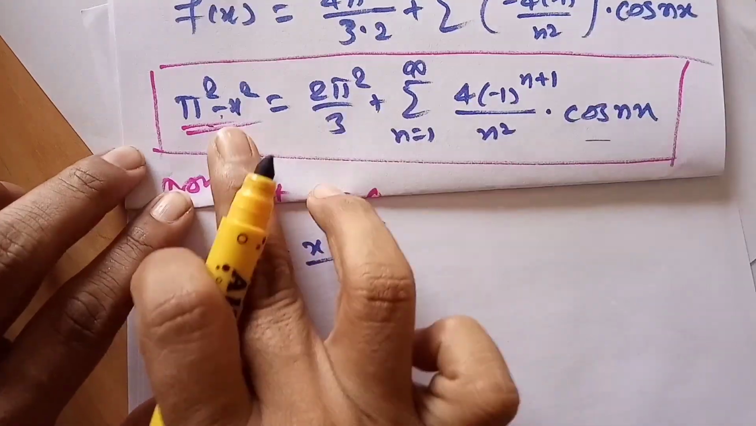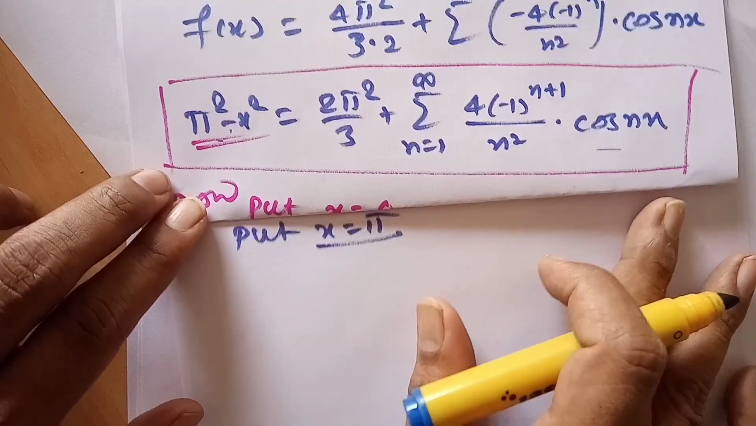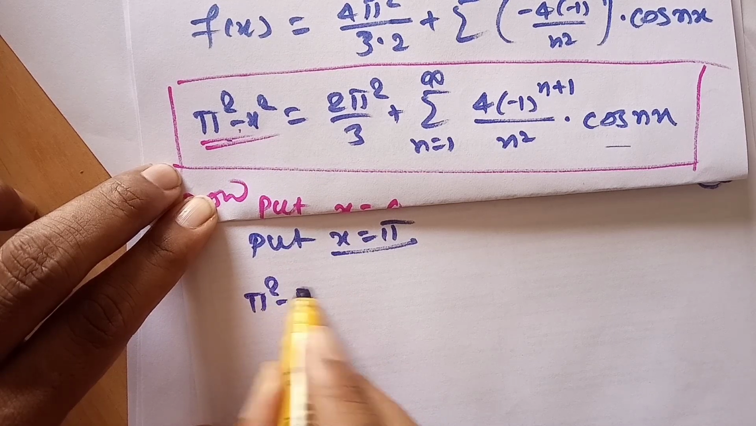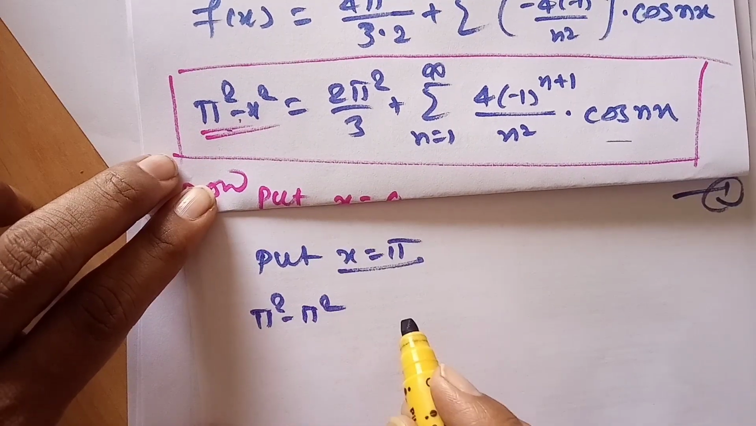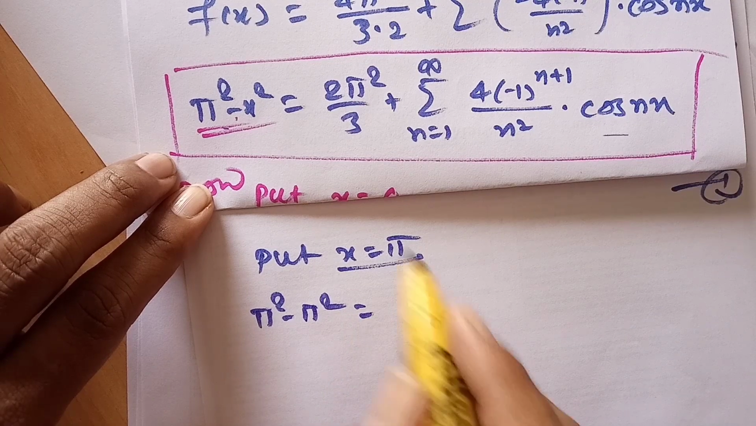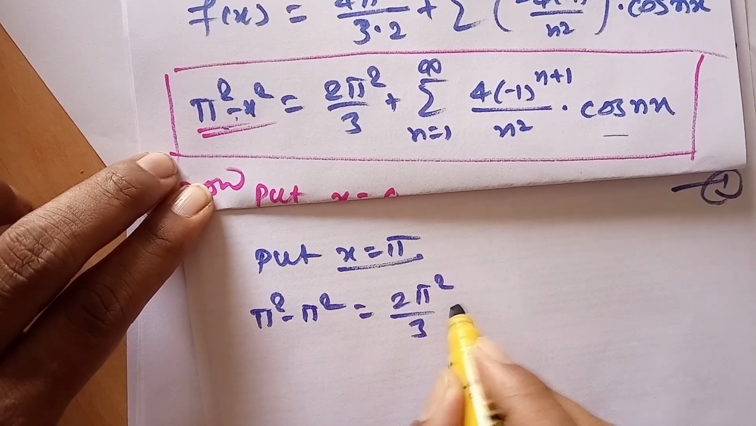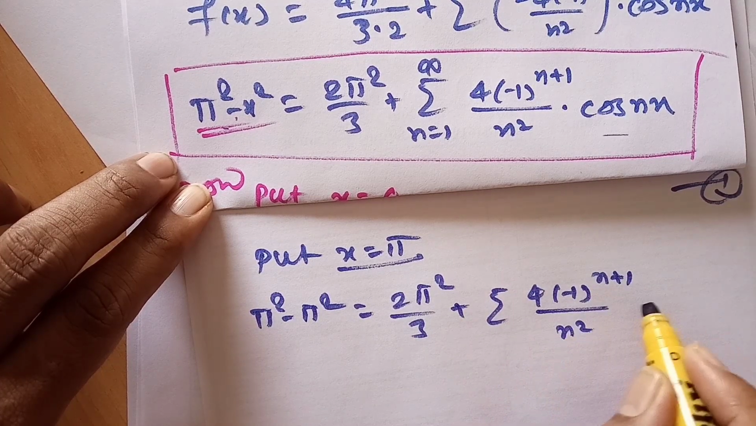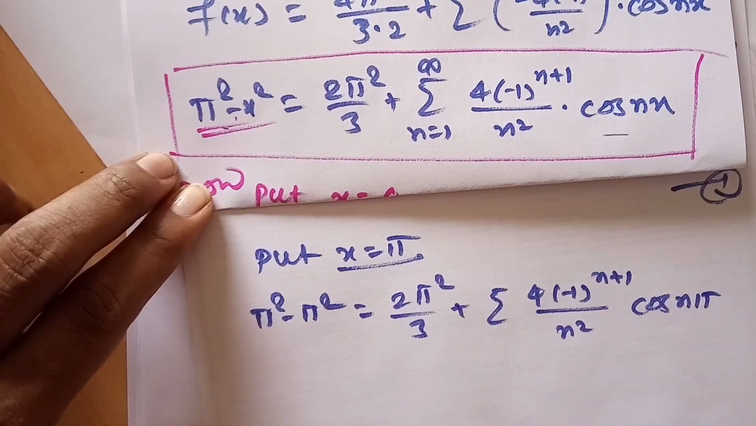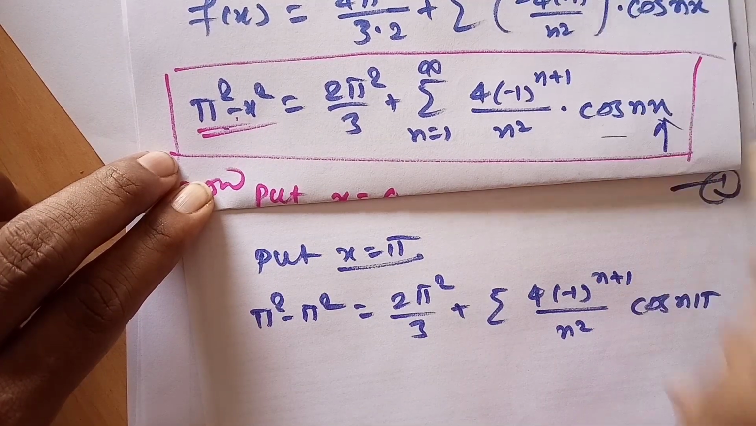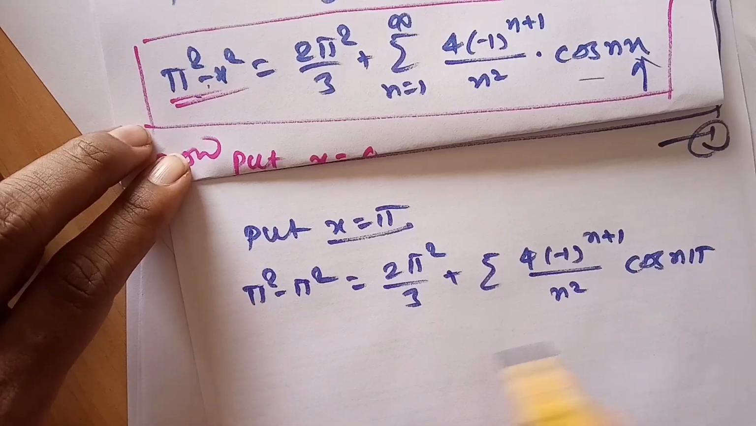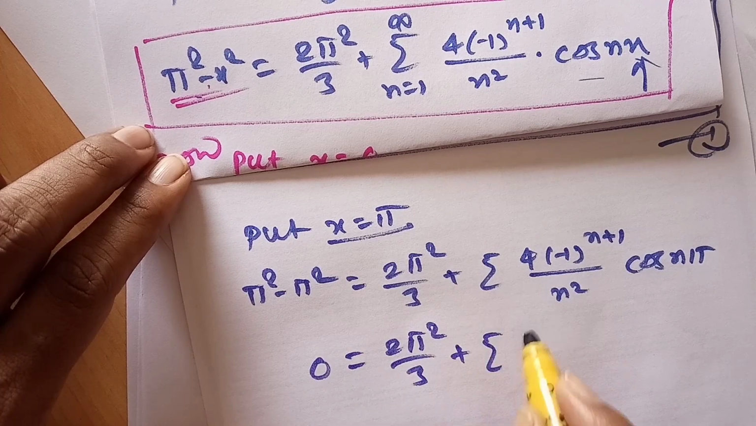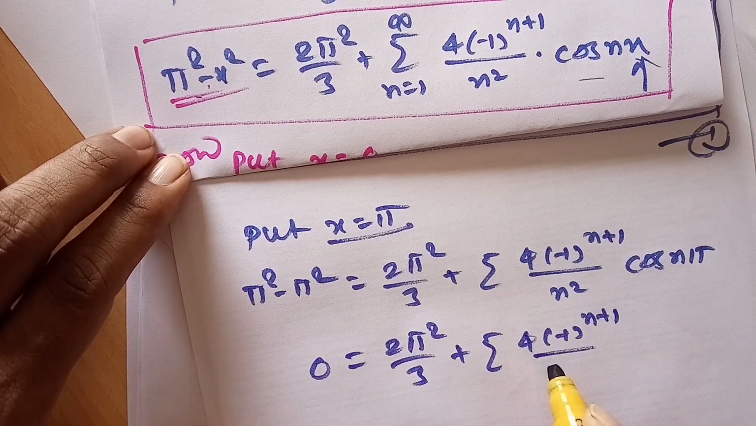This is our answer, pi square. This is our Fourier series expansion. In this, I will put x is equal to pi. Then this is pi square minus pi square, because I am putting x is equal to pi, which is equal to 2 pi square divided by 3 plus summation 4 minus 1 raised to n plus 1 divided by n square. This is cos of n pi, because I am putting x is equal to pi. Therefore, I have to put x is equal to pi here. This is nothing but 2 pi square divided by 3. This is 0 plus summation 4 into minus 1 raised to n plus 1 divided by n square.